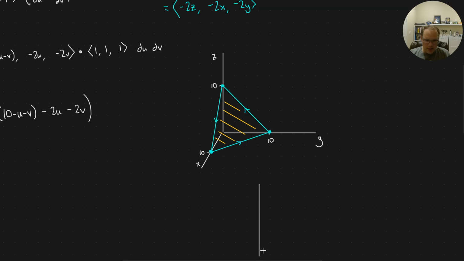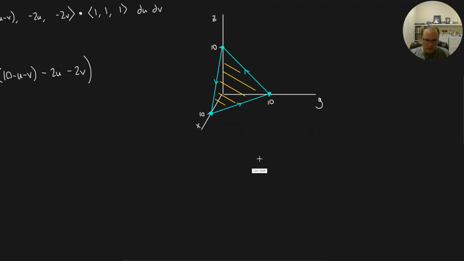So I'm going to look down at it from above. If I look down at it from above, I'd still have this point and this point, but this point will look like it's just at the origin. Okay, so this is both the XY space, but also the UV space. Okay, so this is what it looks like from above.